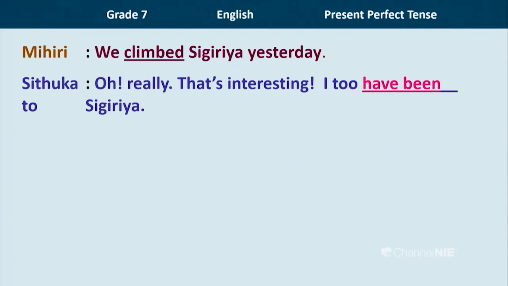Mihiri, we climbed Sigiriya yesterday. Situka, oh really? That's interesting. I too have been to Sigiriya.